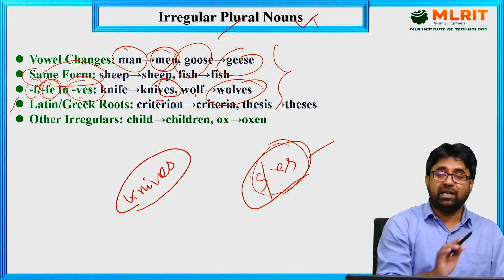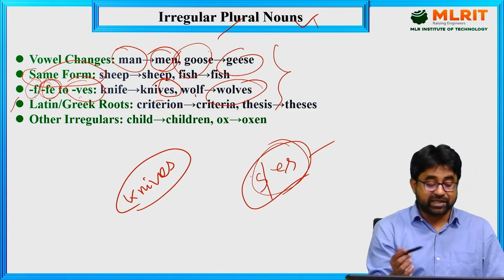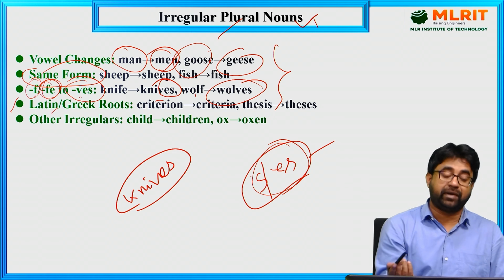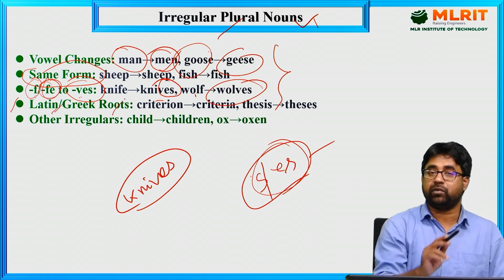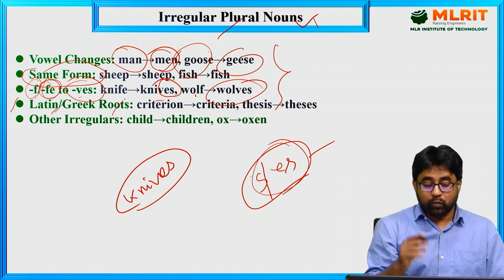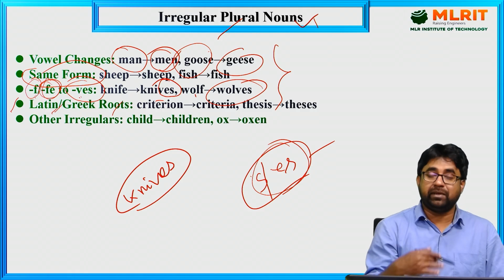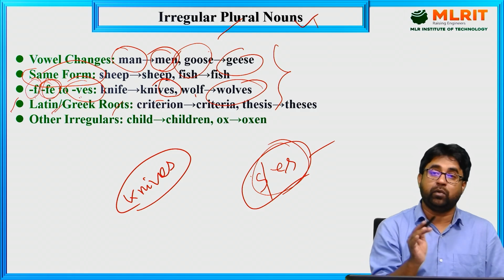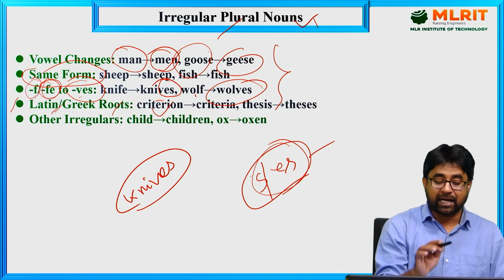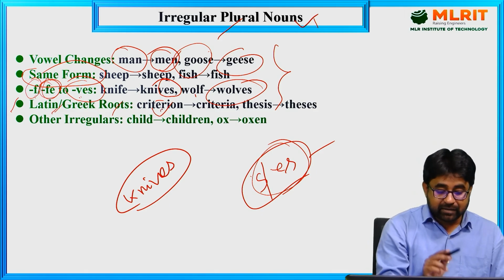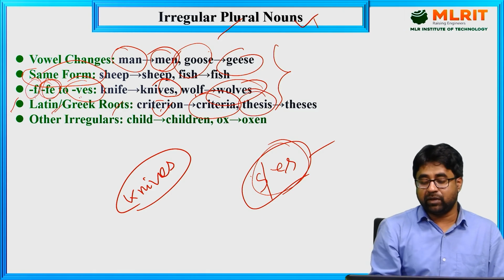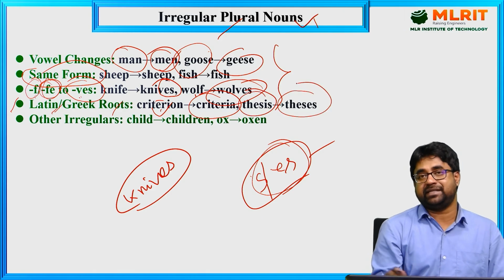But we still face problems with the nouns which were borrowed from different languages, especially those with Latin and Greek roots. We don't have any option. We simply have to memorize them, remember them, and be very careful and conscious while using them. For example, criterion. This is a singular form. The plural form is criteria. Thesis is a singular form. The plural form is theses.